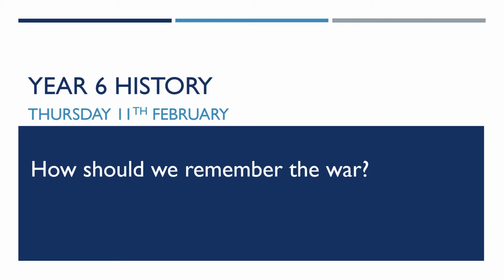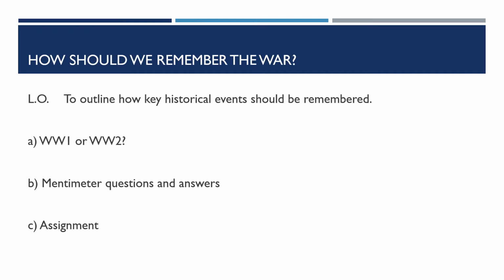Okay, so last history lesson of the half term, our key question is, how should we remember the war? Your task is going to be linked to outlining how key historical events should be remembered. Not just the war itself, but how we should remember other historical events as well. So, 3 parts to the lesson. First, a bit of a starter. We're going to sort some statements of the World War One or World War Two. Then we're going to look at the Mentimeter that you completed at the start of the week, so some of the questions that you wanted answering. And then we're going to look at today's assignment.